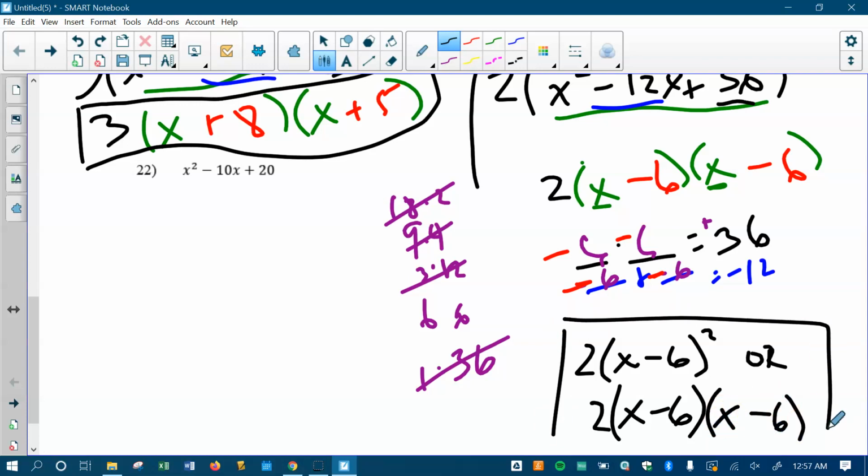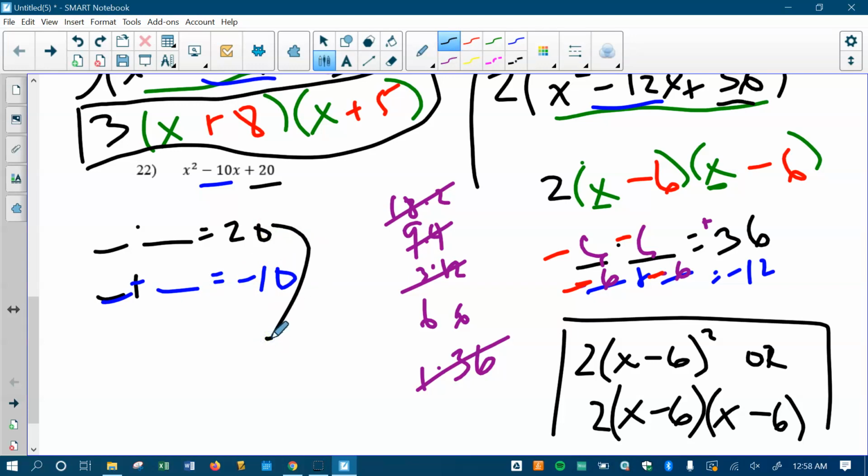Okay, here's the next one. 22. Now 22 looks pretty harmless. I just need a number times a number. A number times some number to equal a positive 20 because I have to do the Foster method here. I also need a number plus a number. A number plus a number equals negative 10. Okay, now let's see. For 20, the factors of 20 are 1 and 20. 2 and 10. And 4 and 5. Okay, and to my knowledge, I don't think there's any others.